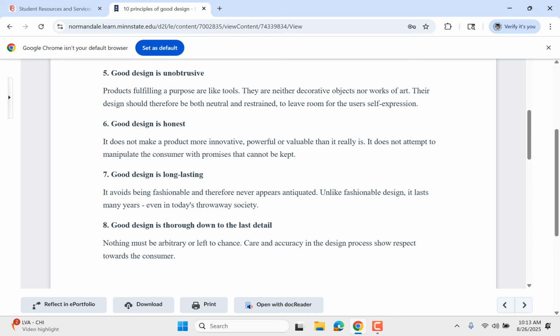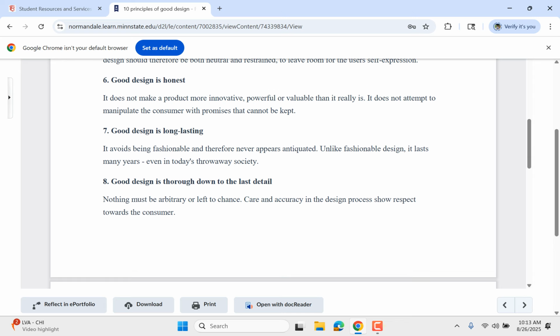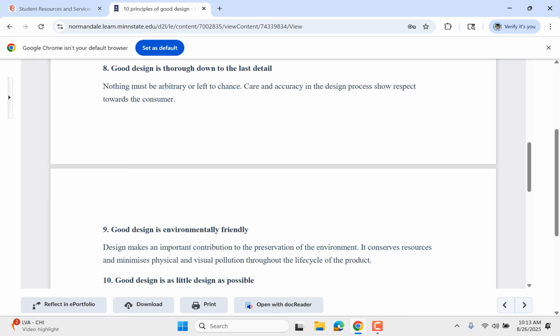Good design is thorough to the last detail. Every single thing that's done on your product ideally is done for a reason. Nothing is just done because that was how you happened to slap it there.